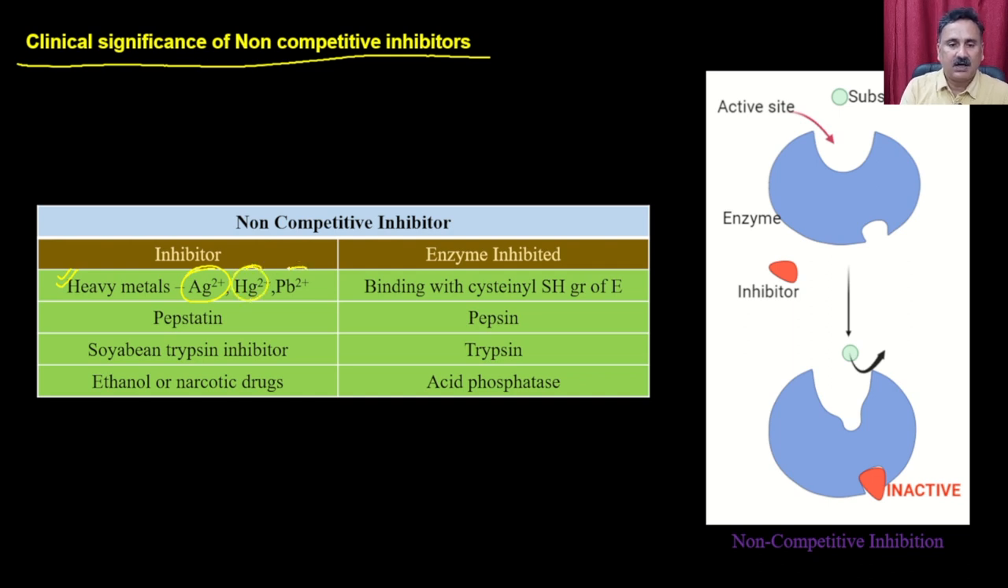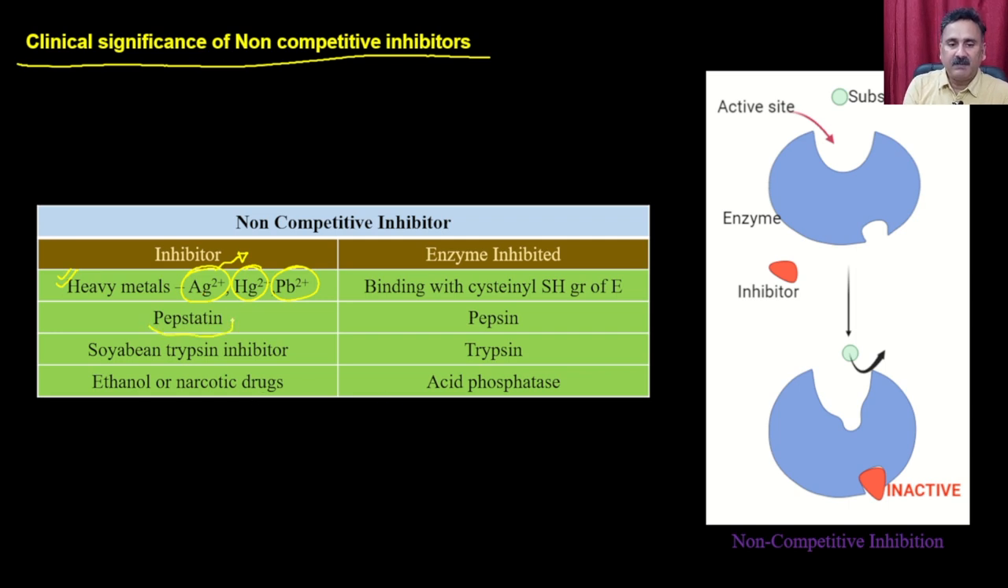silver, arsenic, and lead, they bind with the sulfhydryl groups of the enzyme, and that's how they form the non-competitive inhibitors. And that's why you remember that all these heavy metals are bad for human health, because they are going to inactivate so many enzymes, and that's how they are going to cause the toxicity.